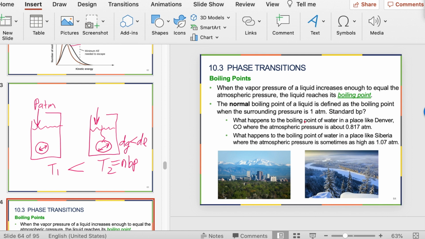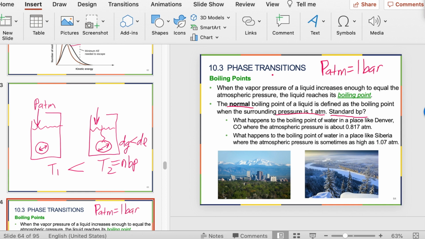Now, the temperature of boiling is going to depend upon the external pressure. So when I say normal boiling point, that's when the surrounding pressure is 1 atmosphere. And what is standard boiling point? Okay. For a number of years, the people that come up with standards, the standard pressure is 1 bar. And I was about to write atmosphere. I'll go ahead and write an atmosphere is 1 bar.